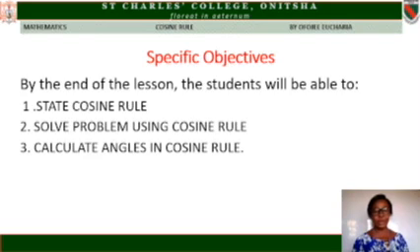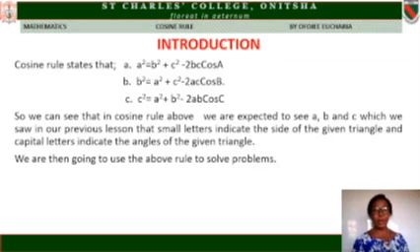Specific objectives. By the end of the lesson, the students will be able to: 1. State cosine rule. 2. Solve problems using cosine rule. 3. Calculate angles in cosine rule.